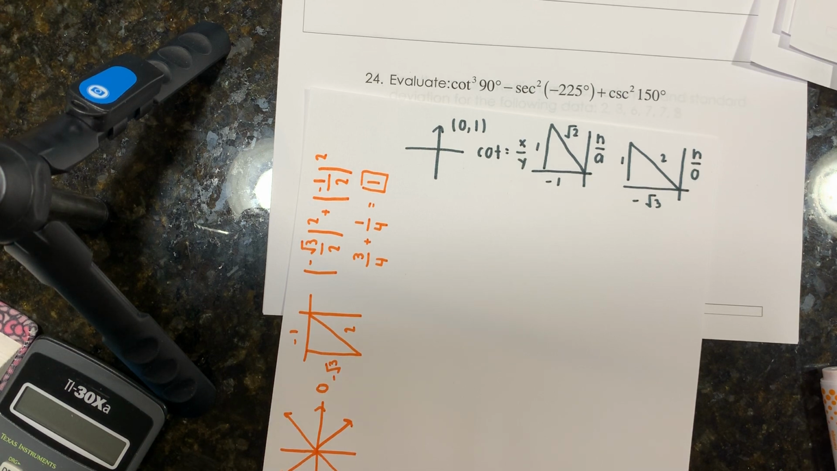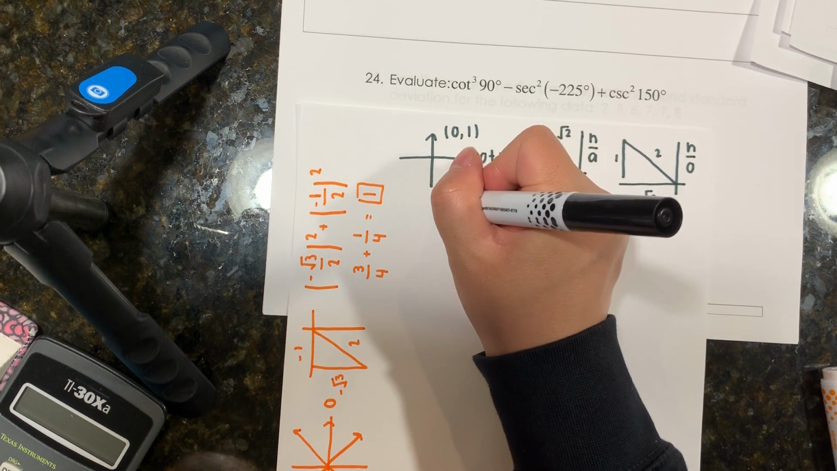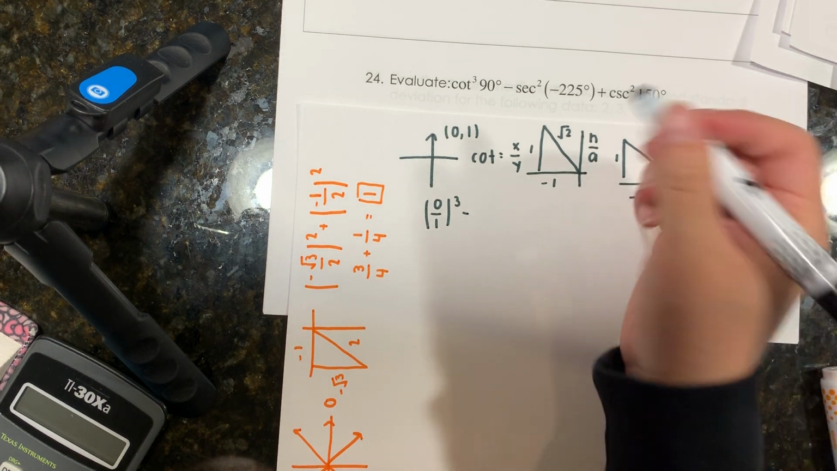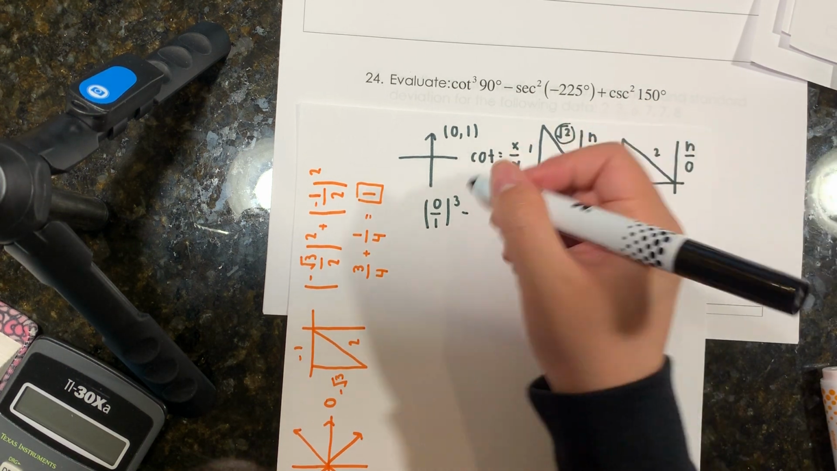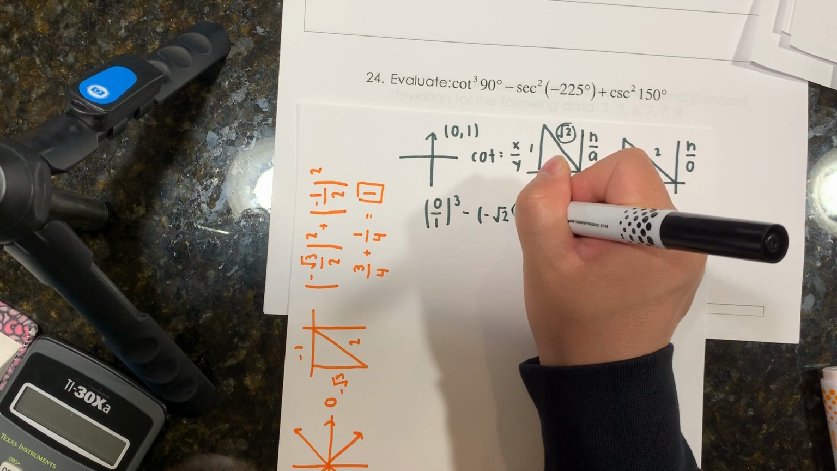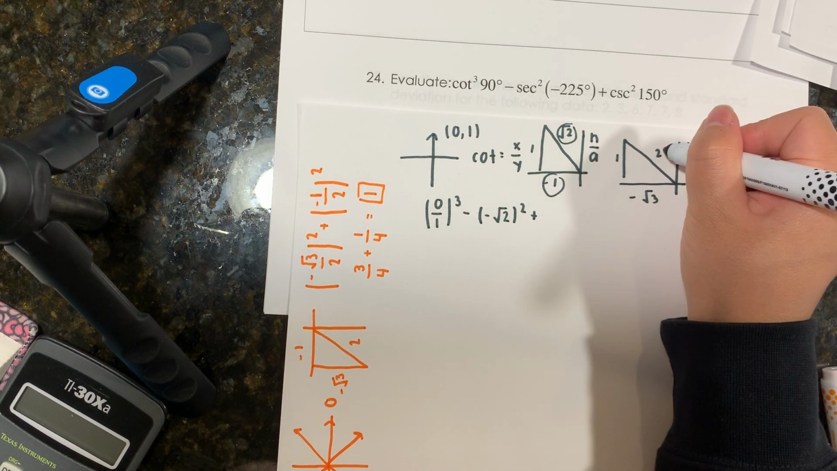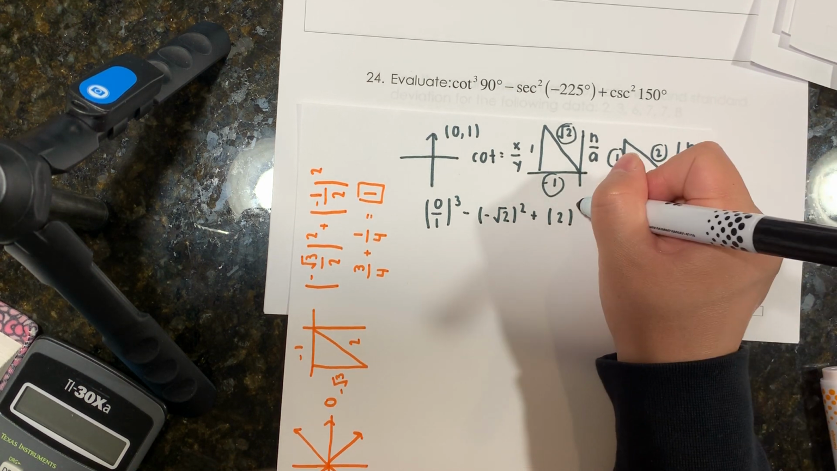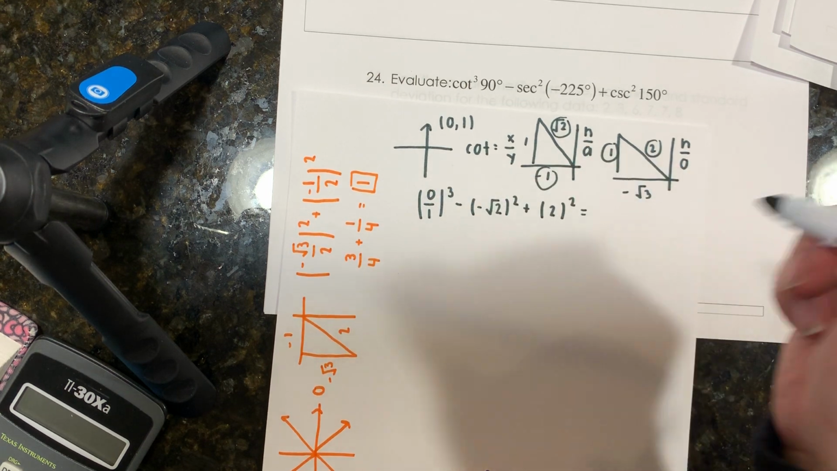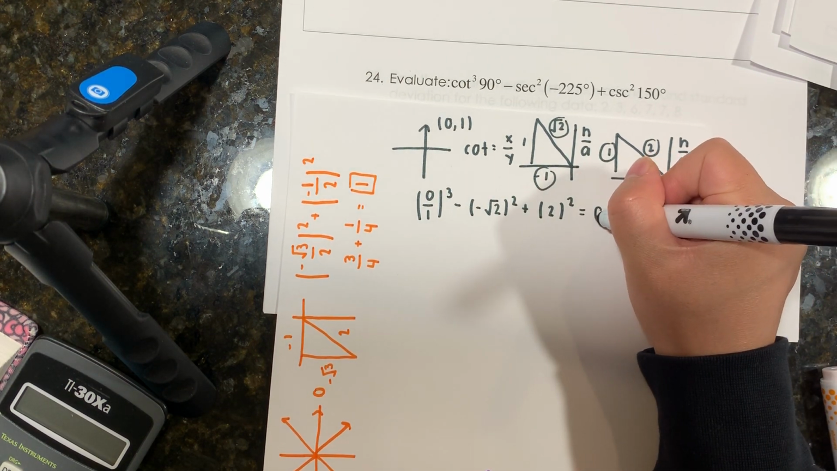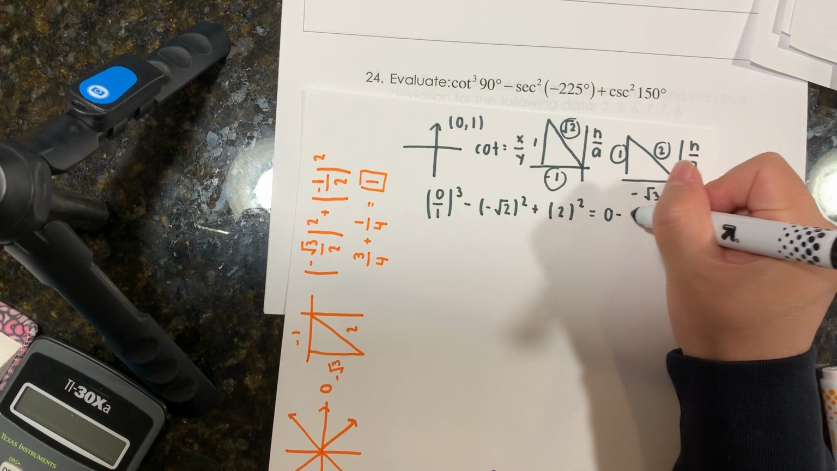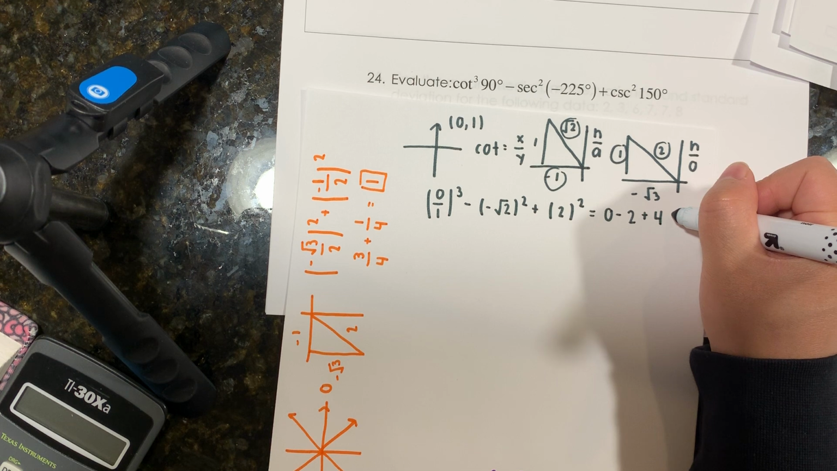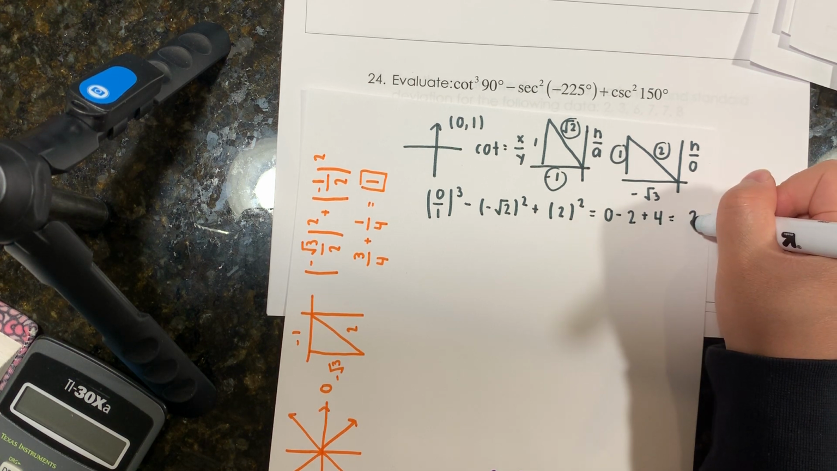So now we're going to go x over y, so that would be 0 over 1, and I would cube that, minus hypotenuse over adjacent, which would be negative root 2, and I'm going to square that, plus hypotenuse over opposite, which would be 2 over 1, and I would square that. So 0 cubed is just going to be 0, minus the square root of 2 squared would be 2, plus 2 to the second, which is 4, giving me a result of 2.